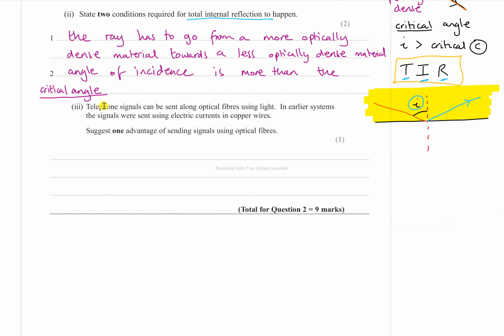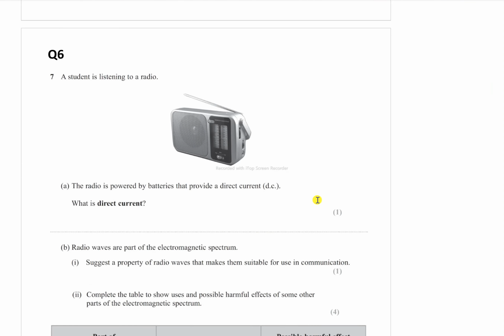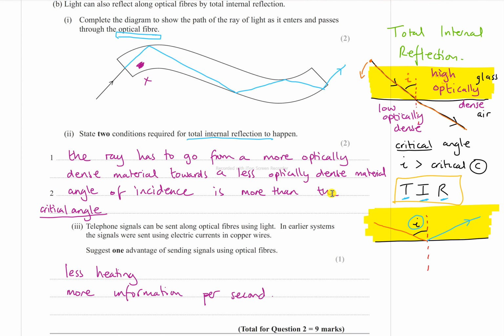Okay. And telephone signals can be sent along optical fibers. What's one advantage of sending signals using optical fibers? There's less heating. You can send more information or data per second because light travels much quicker through optical fibers. Right, okay, we're going to call it quits there because I think that was quite a heavy session.